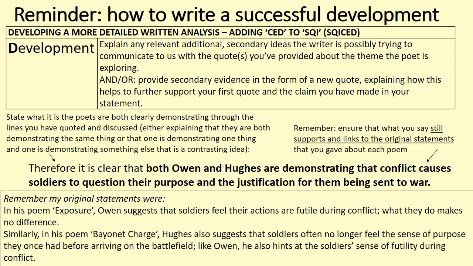So actually, the development section at the end of your comparative analysis simply needs to be a conclusion almost of what it is that's clear that you've worked out that Owen and Hughes are demonstrating. And it might be that they're both demonstrating the same thing, or it might be that they're both contrasting what they're demonstrating, that one is saying this, but one is subtly saying something different. They're saying this instead. So I've stated what it is the poets are both clearly demonstrating, okay? And I'm just remembering that all of this needs to make sure that it does tie in with my original statements about Exposure and Bayonet Charge.